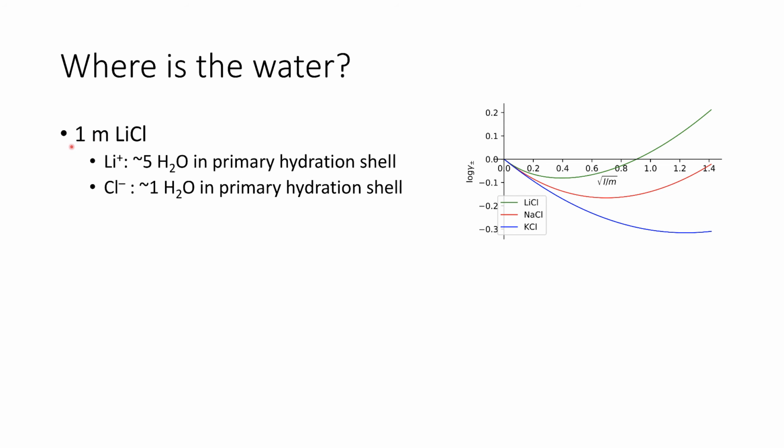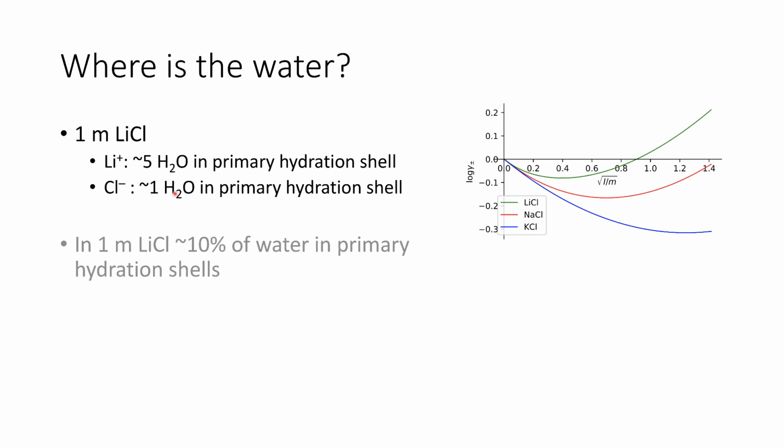So if we look at 1 molar lithium chloride, which is the green curve, it's the most rapidly deviating model here. Lithium chloride has, when we solvate it, 5 water molecules to each lithium ion in a primary hydration cell, while the chloride has 1 water molecule in each hydration shell. So if we look at 1 mole of lithium chloride, around about 10% of the water is tied up. It's locked into these primary hydration shells.